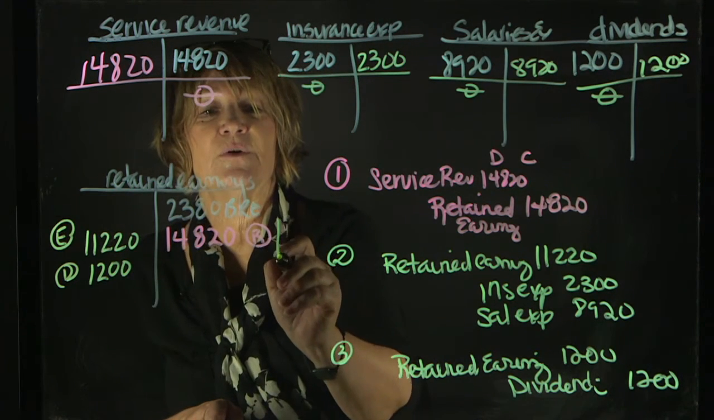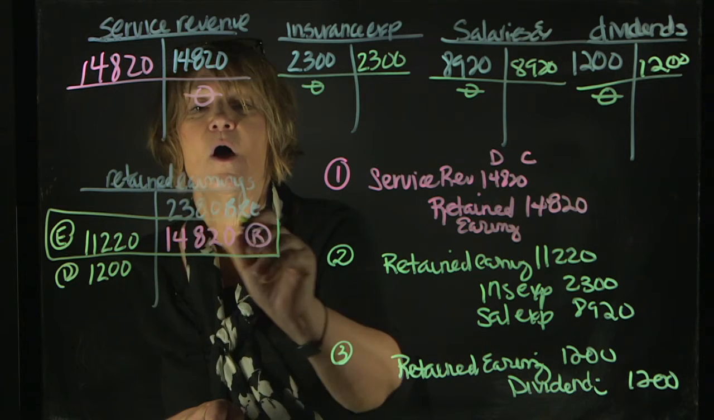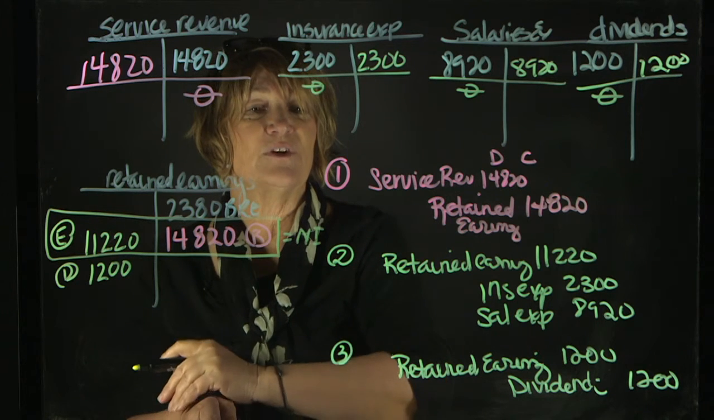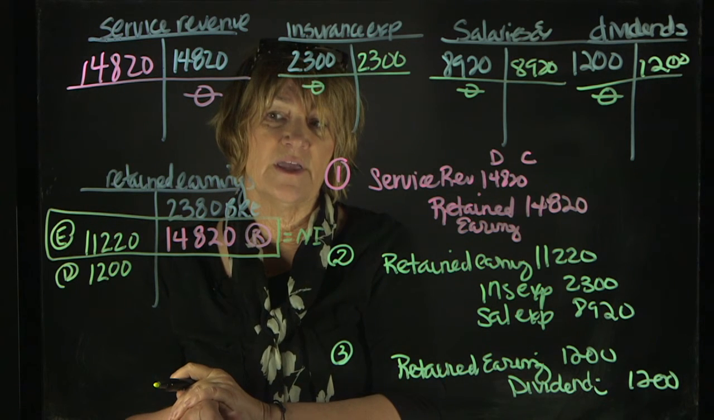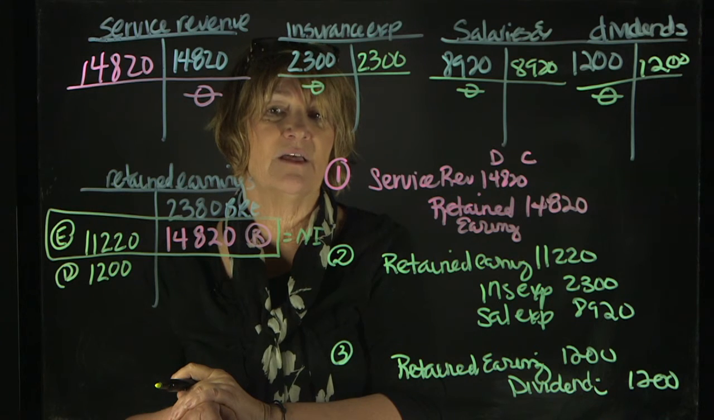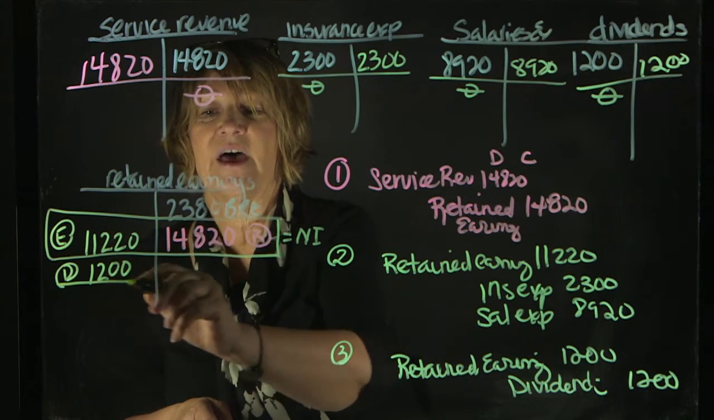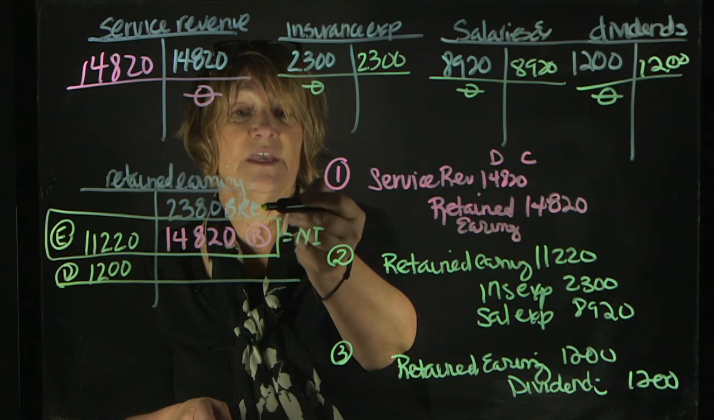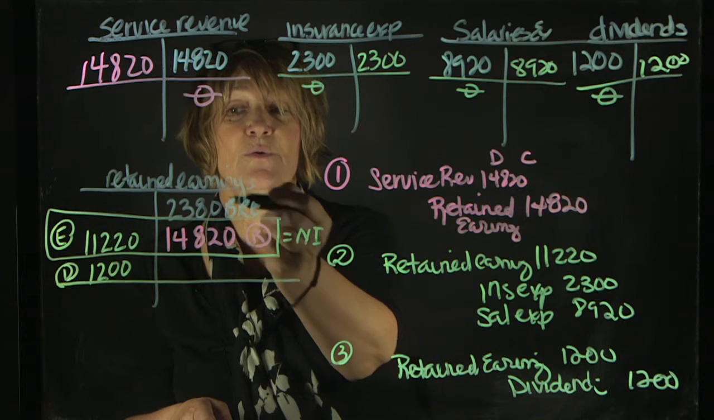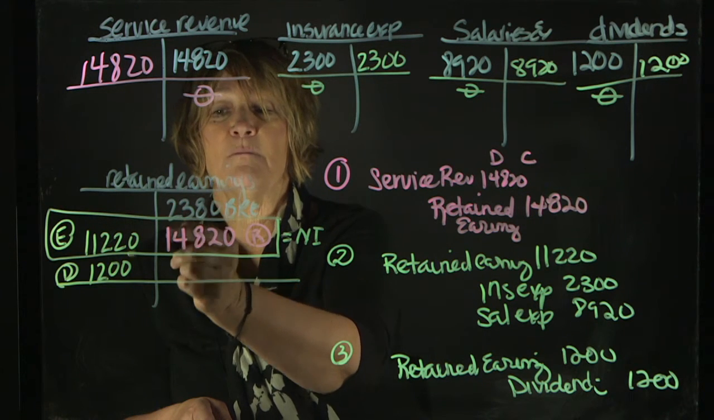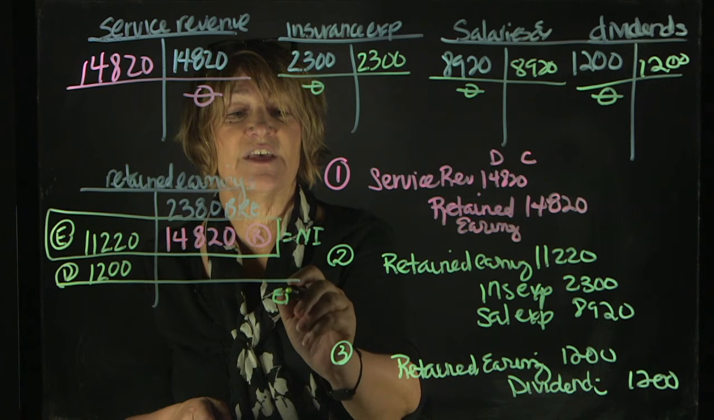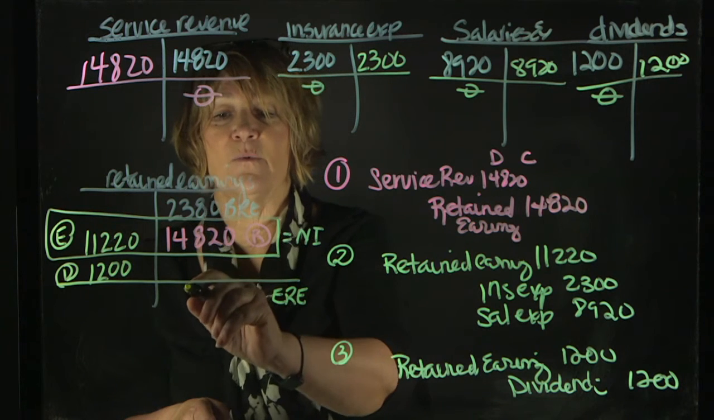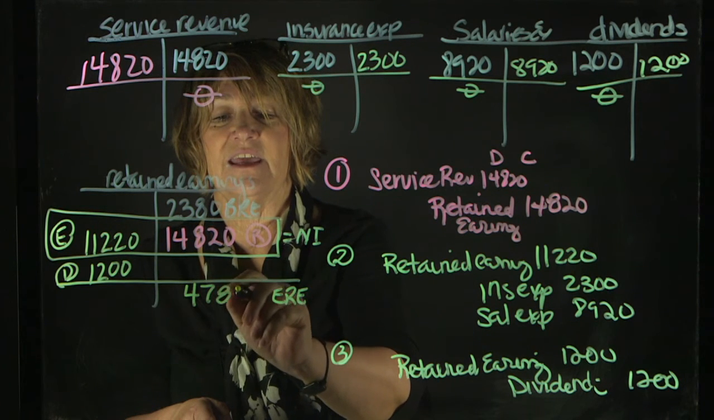Because we know revenue minus expenses equals net income if revenues exceed expenses, or if expenses exceed revenue would be a net loss. So we also know that beginning retained earnings plus net income, so in this case, beginning retained earnings plus the revenue minus the expenses minus the dividends gives us ending retained earnings. And if we did the math here on that, we would get 4780.